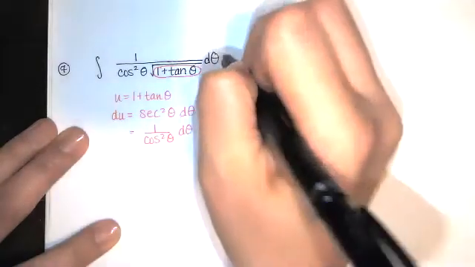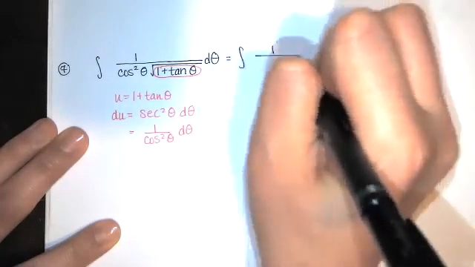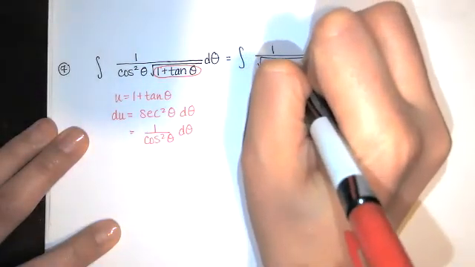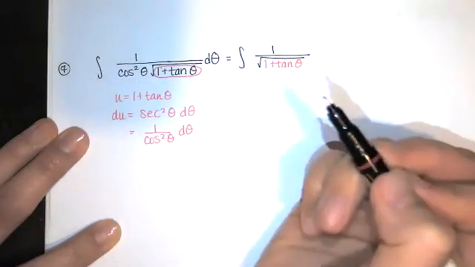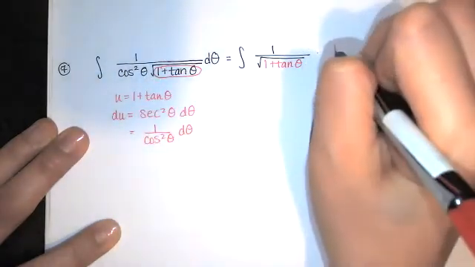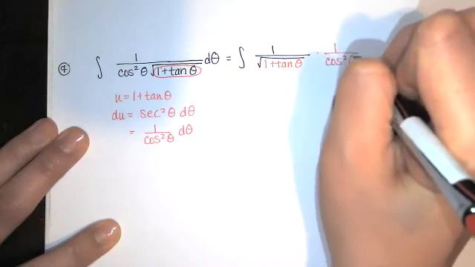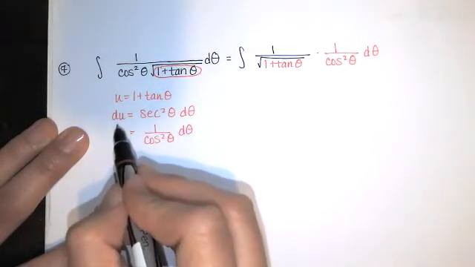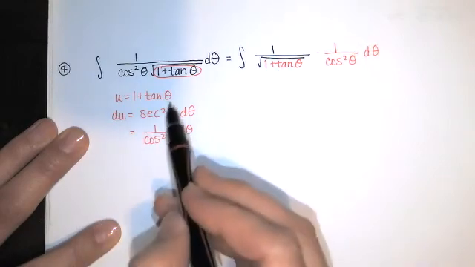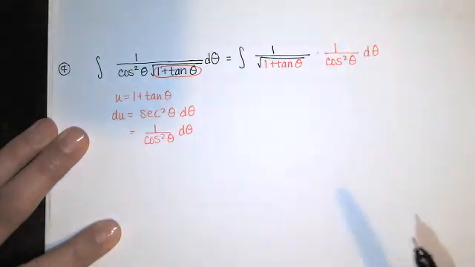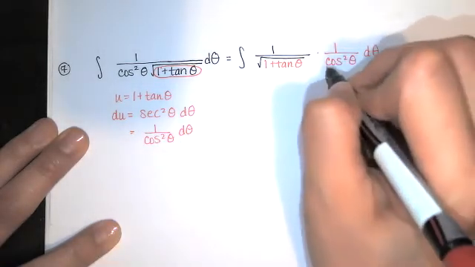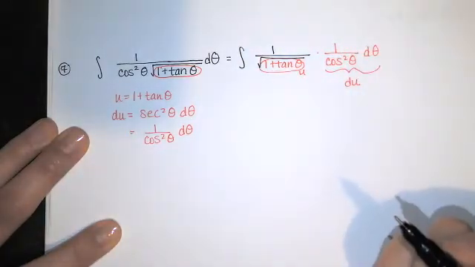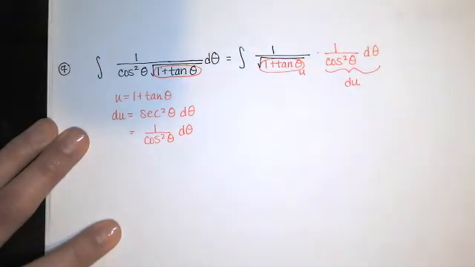So we can rewrite this. This is 1 over the square root of 1 plus tangent of theta. And this 1 over cosine squared of theta d theta, that's over here. And that is the same as du, because derivative of tangent is secant squared, and secant squared is 1 over cosine squared. So this is du. That's a u, and we're taking its square root, and it's in the denominator.